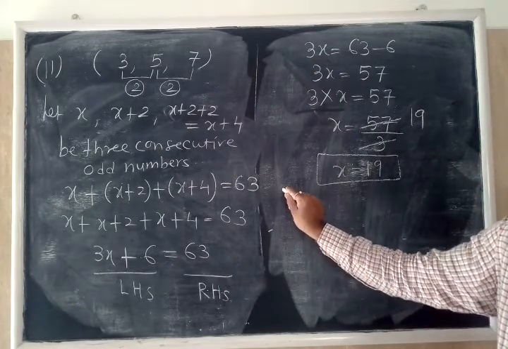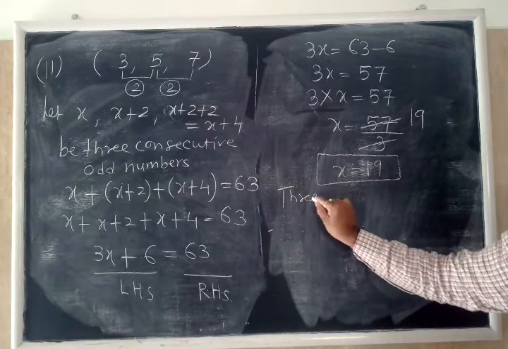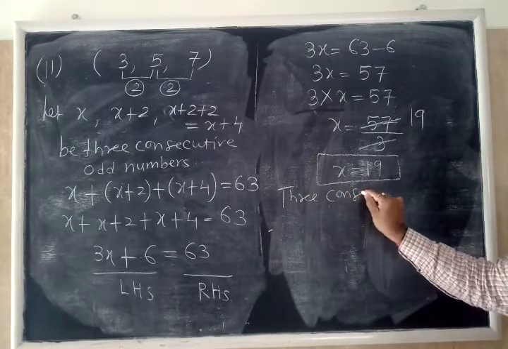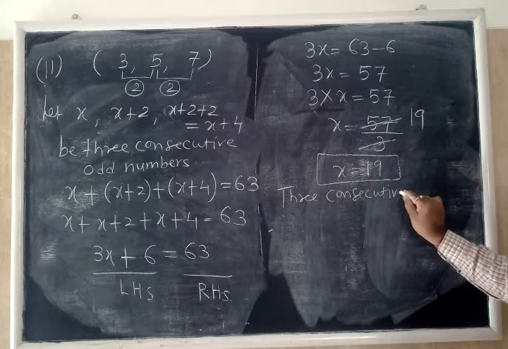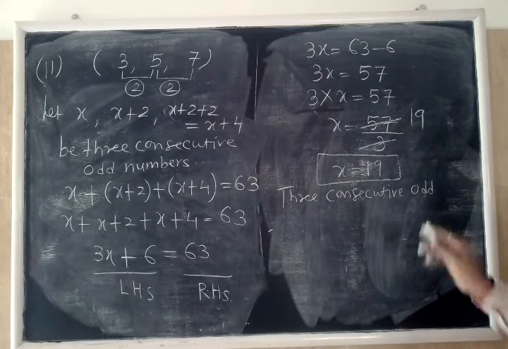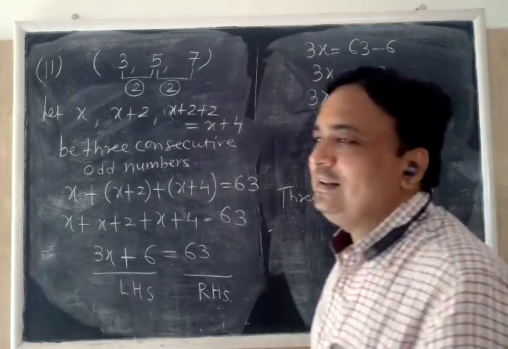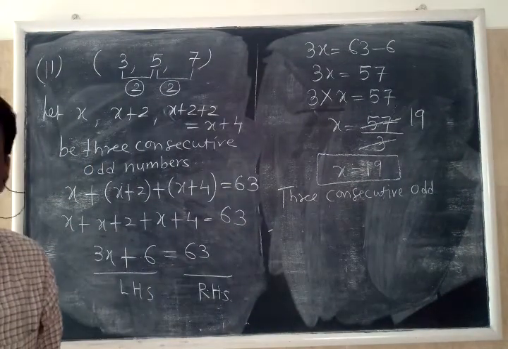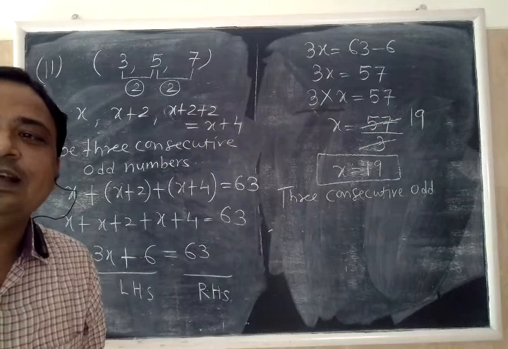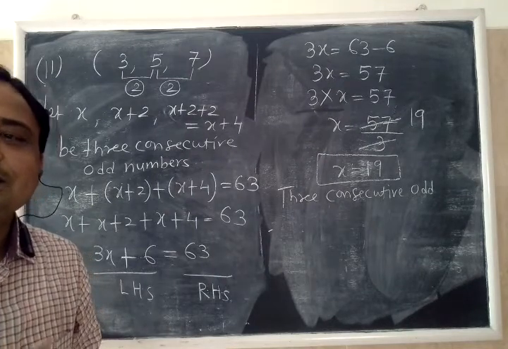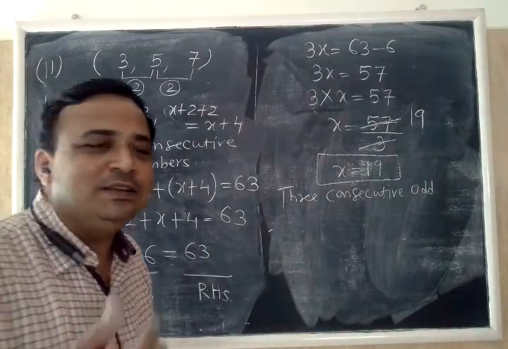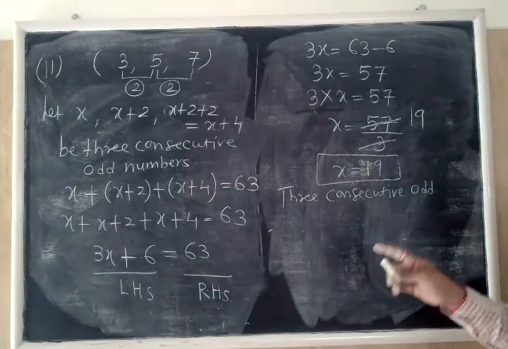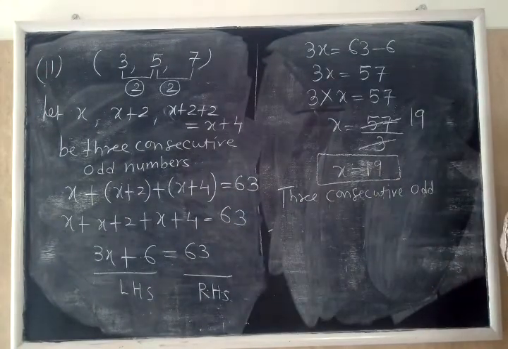So now we write the 3 consecutive odd numbers. And clearly 19 is an odd number. Suppose you got the answer x is 18, then it is wrong, because 18 is not an odd number, 18 is an even number. So we get the value of x as 19. This, our answer, is correct.